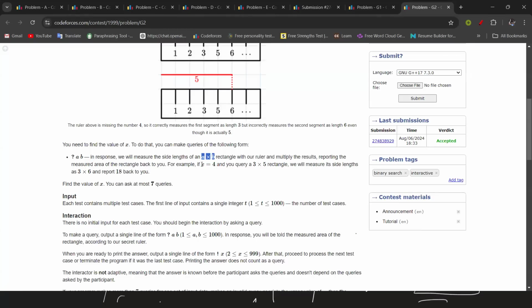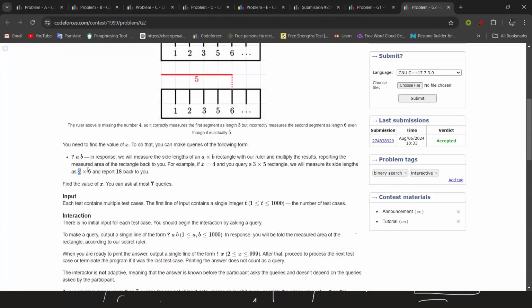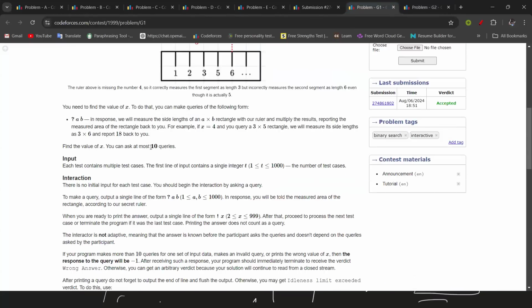In this example, if x is 4 and you pass a equal to 3 and b equal to 5, what would it measure? a was 3, and 3 is measured correctly as 3. b was 5, and 5 is measured as 6. So it would return 3 times 6, which is 18. So by passing 3 and 5, it would return 18. These are the queries that I can make, and we need to find the value of x in at most 7 queries for problem G2, and in G1 we had a maximum of 10 queries. So let's suppose we are solving only G1, where we have 10 queries.